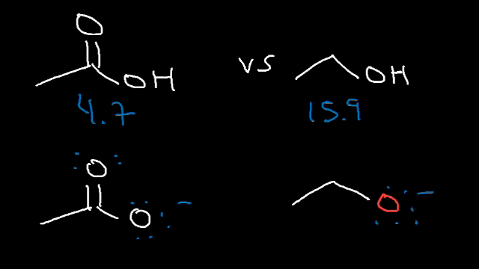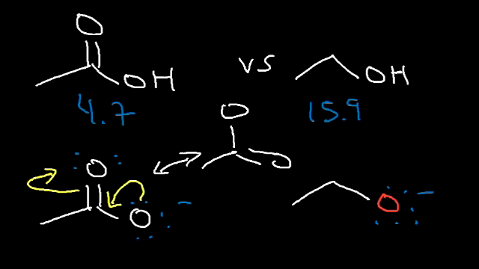Now, the reason why the carboxylic acid is more acidic than the alcohol is due to something called resonance stabilization of the conjugate base. We can draw a resonance structure for acetate. This lone pair from this oxygen can move here, causing the pi bond of the carbonyl group to break, pushing a lone pair on the other oxygen. And so if we were to draw the resonance structure, it would look like this. So as you can see, the negative charge is spread across two oxygen atoms as opposed to one.